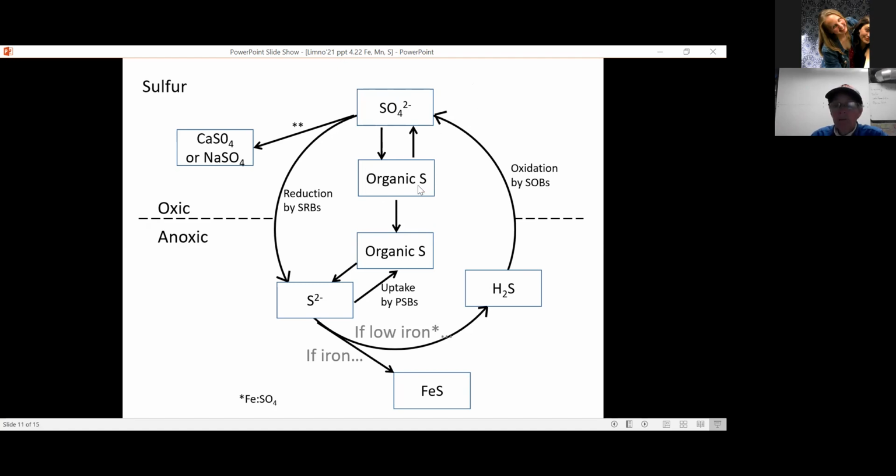Sulfate can be taken up by algae and converted into organic sulfur. The algae can die, and if they decompose in an environment with oxygen in it, you have aerobic decomposition, and the sulfur would just go back to being sulfate.